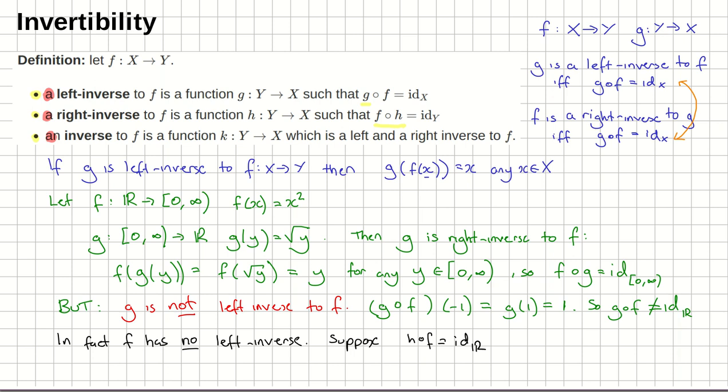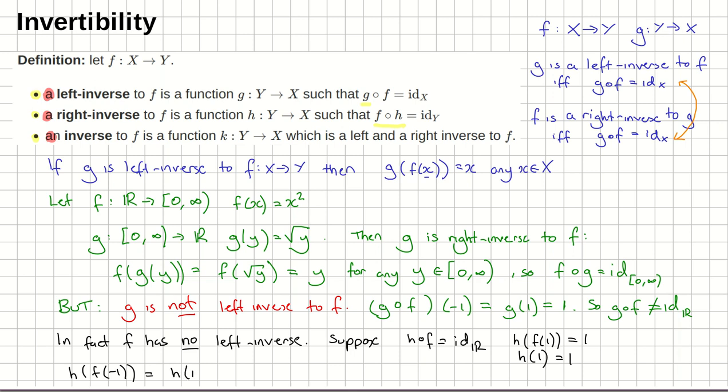Well then, on the one hand, let's work out h of f of 1. So this must be 1, because h composed with f is the identity. And since f of 1 is 1, that tells us h of 1 is equal to 1. Right, f of 1 there is 1 squared, which is 1. But let's work out something else. Let's now work out h of f of -1. Well, f of -1 is -1 squared, which is 1.